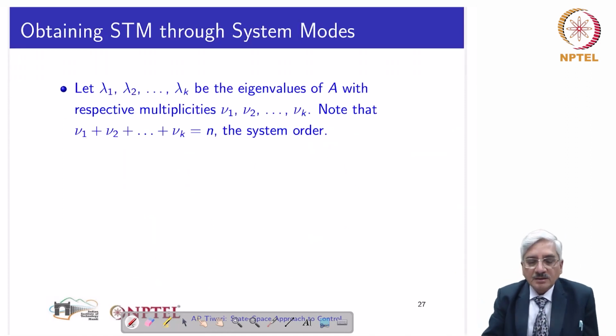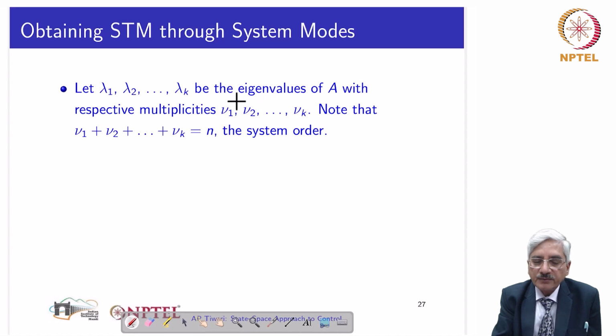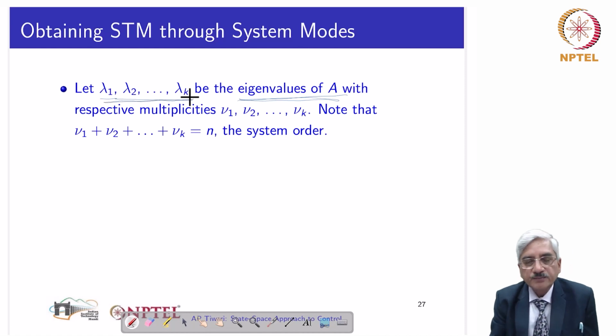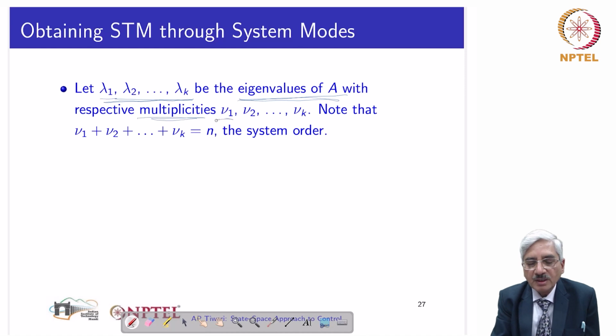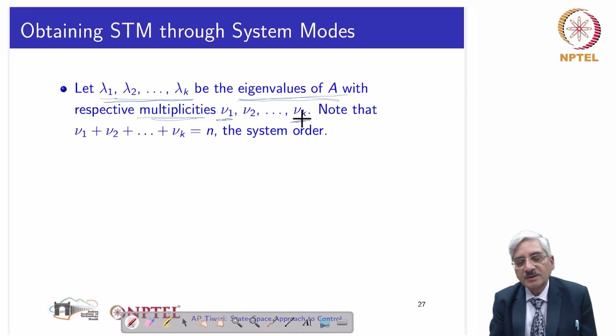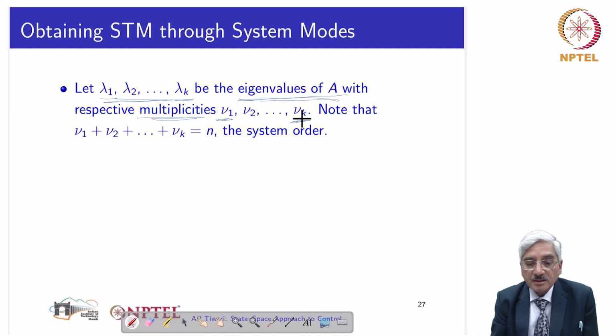Now, there is another method which is based on system modes. If the eigenvalues of the system matrix A are lambda 1 up to lambda k, with respective multiplicities nu 1 up to nu k, then there is a method for calculation of the state transition matrix based upon the modes.